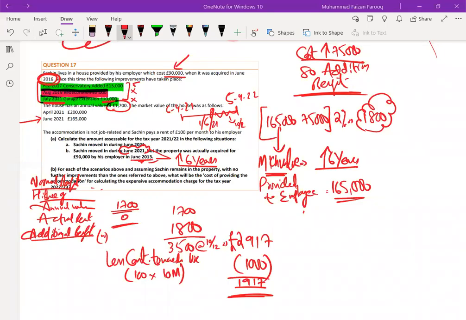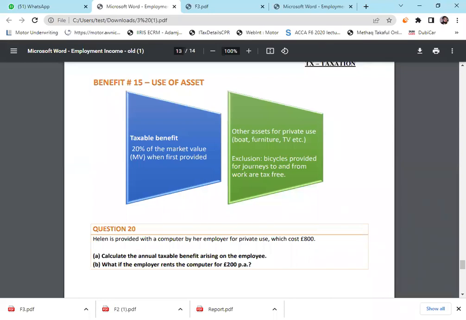Our next benefit is use of an asset. It's very simple, very easy. We learned motor car, accommodation, fuel, van, fuel for van. Car is also an asset. Accommodation is also an asset.